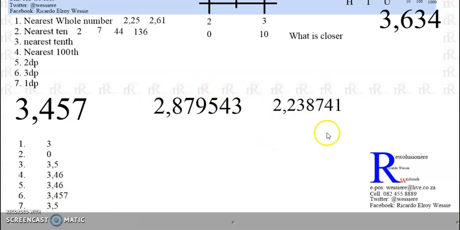Here's 2 numbers that you can apply these 7 steps to and see if you get this right.